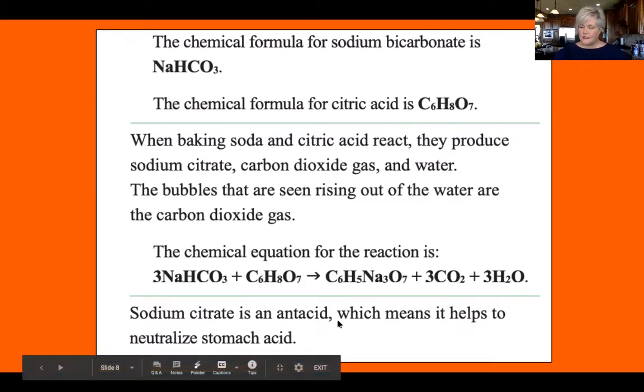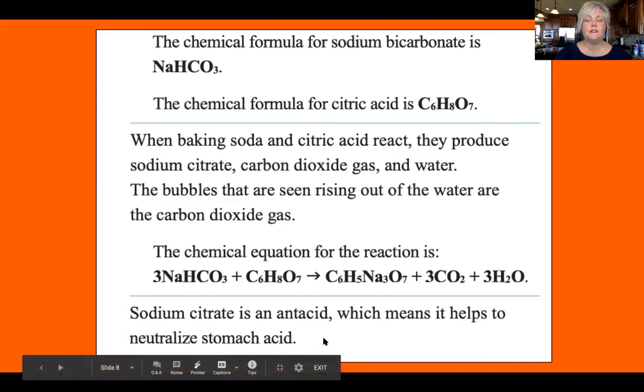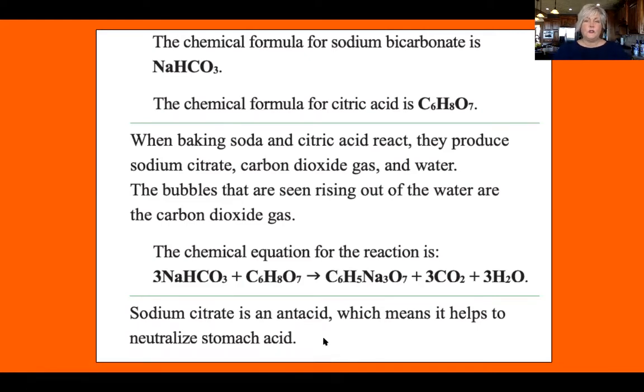The reason why this is something that is usable by the consumer is because the substance sodium citrate is what's called an antacid. And that means that it neutralizes your stomach acids. And so if you feel like you've eaten a lot and you feel like you're gonna throw up, if you drink that, it neutralizes those stomach acids so you don't feel like you have to throw up anymore. And so that's pretty cool.